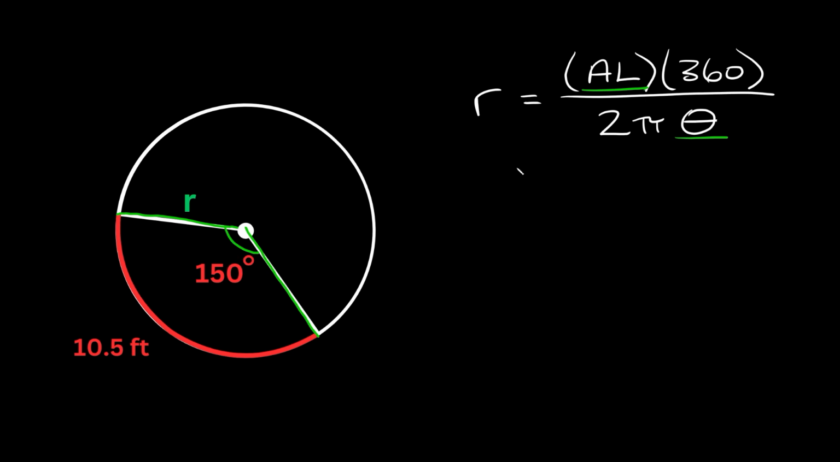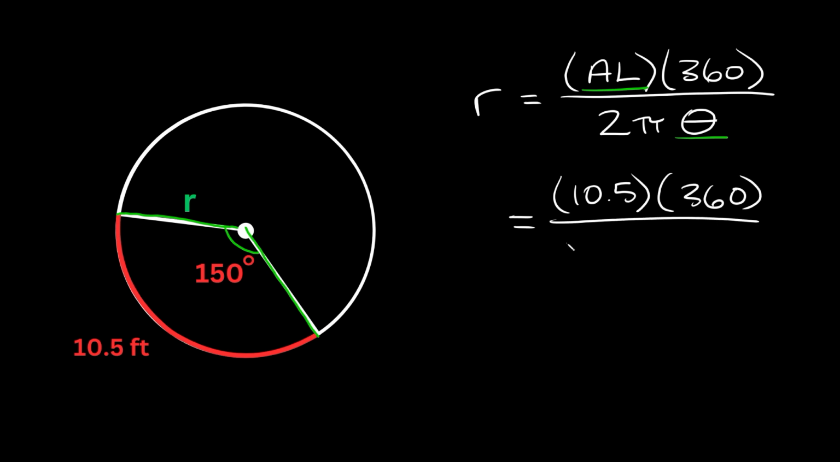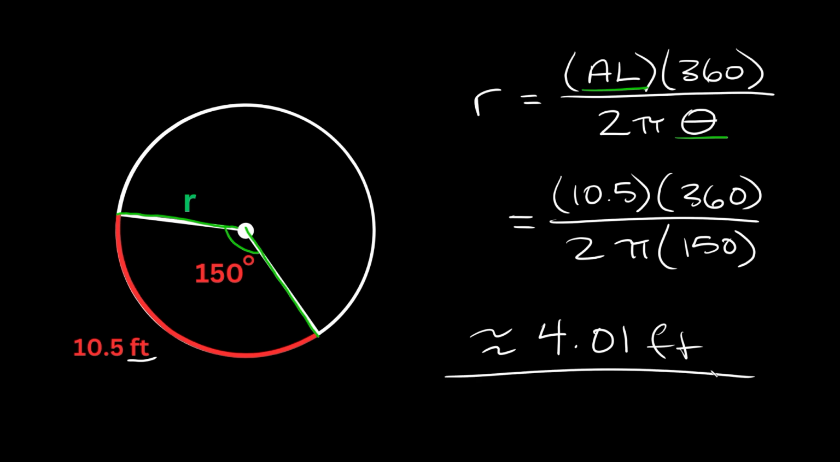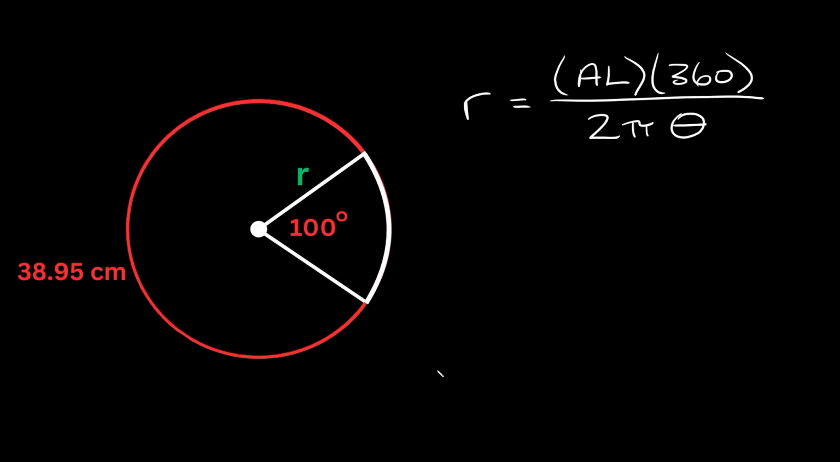So here we're going to get that the radius is equal to the arc length, which is this one, 10.5 feet. So we're going to say 10.5 times 360, and that's all over 2 pi times the central angle, which is 150. All right, so if you plug this into your calculator, you'll get that the radius is approximately equal to 4.01, and our units are feet. Stinky feet, boom.